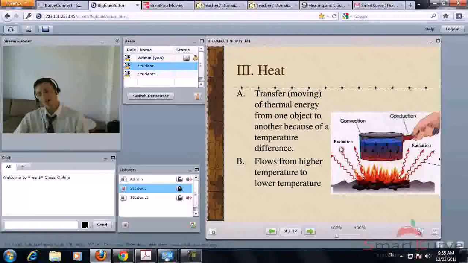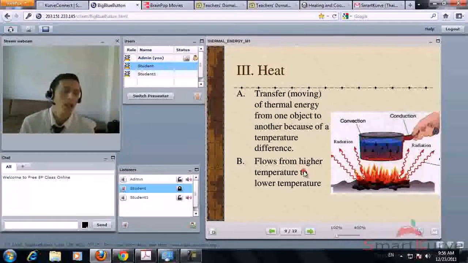The third type, down here, radiation. This is the transfer of heat not from touching and not from convection. But when you're beside a fire, you still feel some heat. That's heat from radiation. We're going to talk a little bit more about radiation in the coming slides. I do want to look at point B. Notice heat flows from higher temperature to lower temperature.